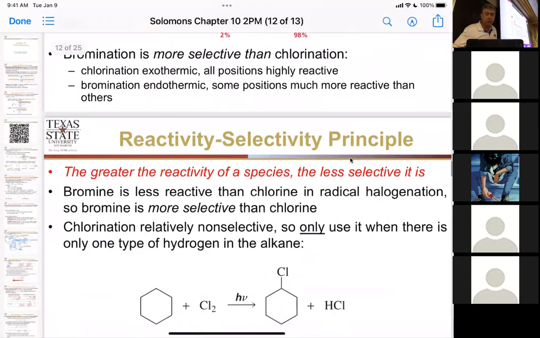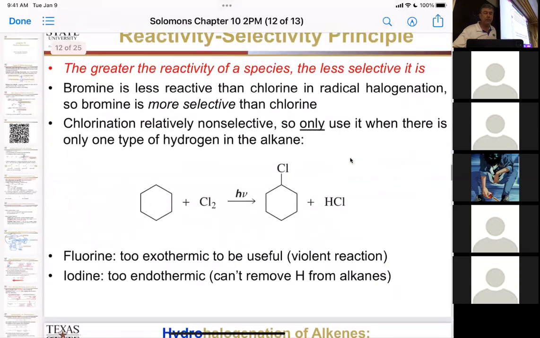Okay, so what does that mean? Well, that means that the greater reactivity of your species, the less selective it is. Imagine it's like the frantic chlorine running around going, I gotta react! And then the bromine's just gonna roll in and say, yeah, well, hit me with some light, I'll do my thing. It's fine. So that means that bromine's more selective. It can wait around and say, hey, I'm just gonna wait for that secondary. I'll just not play with it.